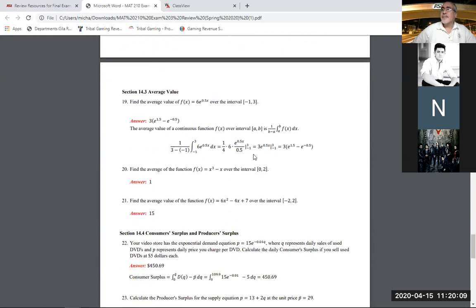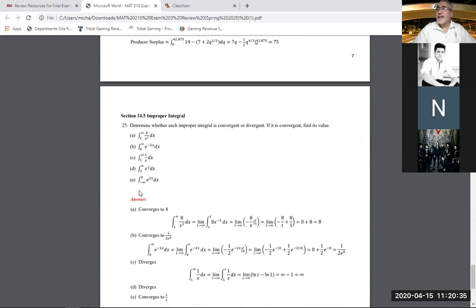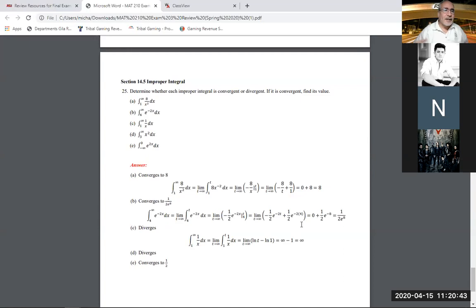Let's see. Then we get to average value. Again, you'll see it's a definite integral, but we have a little formula because we're going to take the average of it. So instead of just getting the whole area, we get an average. So it's a lot of 13.4, but we multiply by 1 over that, so we get an average instead. And we'll deal with surplus, and then we'll take a look at integrals going to infinity, which are called improper integrals. And for those ones, the calculator won't work because it won't find the integral.